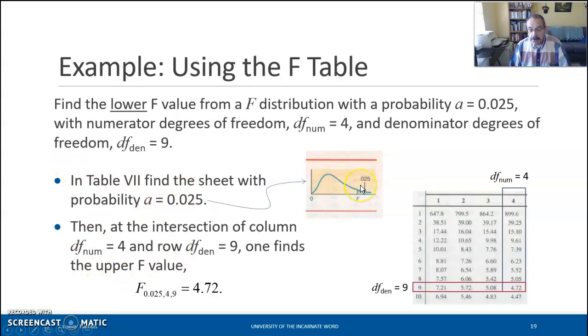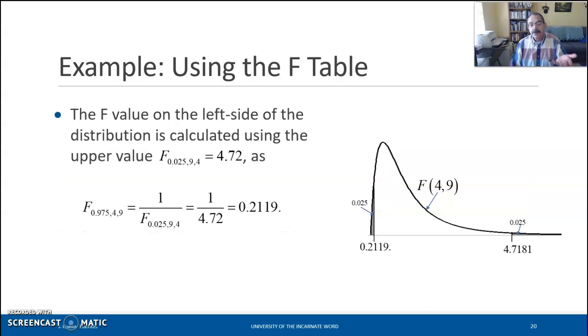Now we found the correct sheet for the probability of 0.025. We look at the top and find the degrees of freedom of the numerator, which is 4, and select that column. Then we look for the degrees of freedom of the denominator, which is 9, so we find that on the rows. At the intersection of this column and this row, you find the upper F value, which is 4.72. But again, what we want is the lower value, so we just take the inverse of the upper value. The inverse of 4.72 is 0.2119.